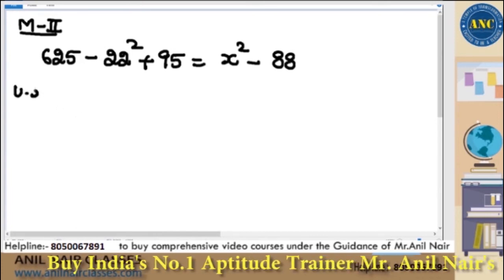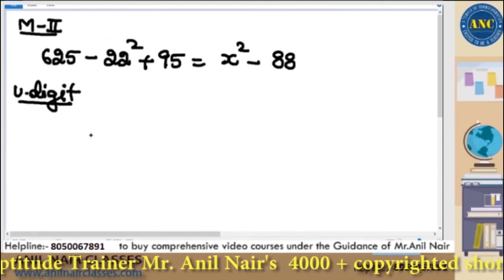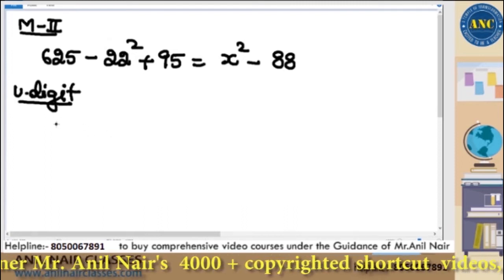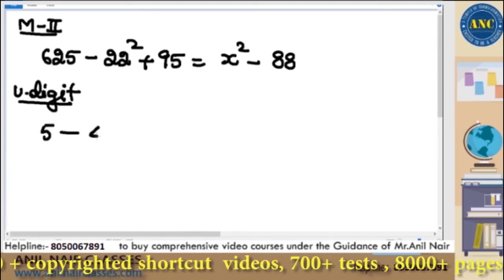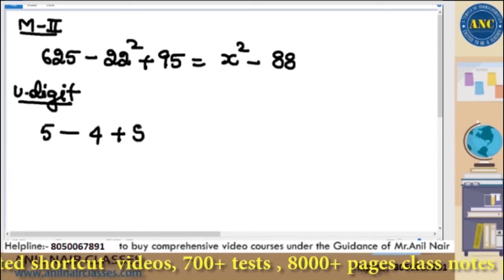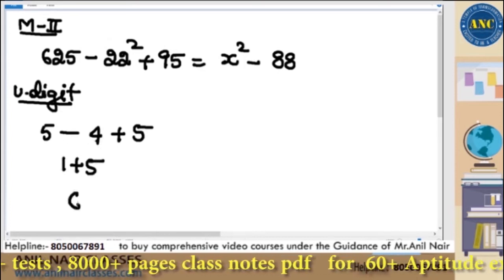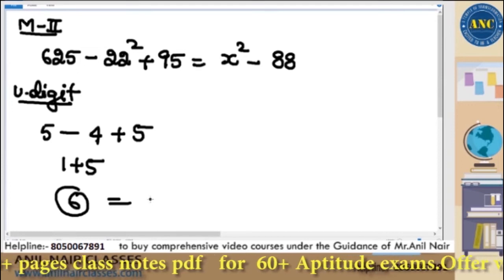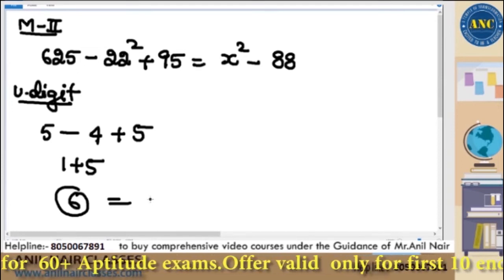Method 2. Play with the unit digit. 625, unit digit is 5. 2 square is 4, and it is 5. 5 minus 4 is 1. 1 plus 5 is 6. Unit digit in the left hand side is 6.